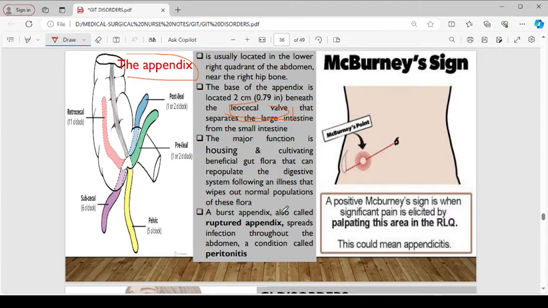We could have a burst appendix, and this could result in peritonitis. Somebody who is suffering from appendicitis, which is one of the common pathologies associated with the appendix, will have a positive McBurney sign. A positive McBurney sign is when significant pain is elicited by palpating the right lower quadrant, right? The right lower quadrant.